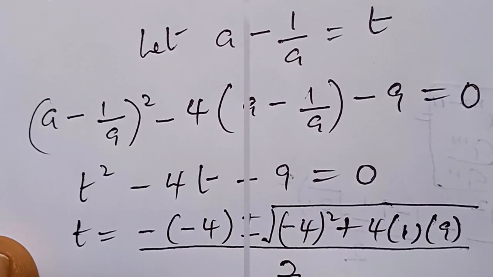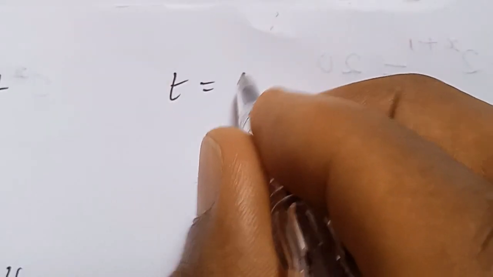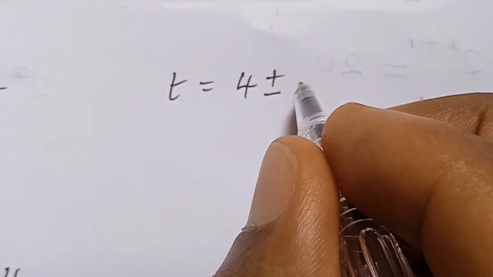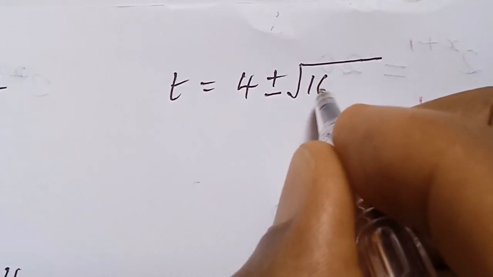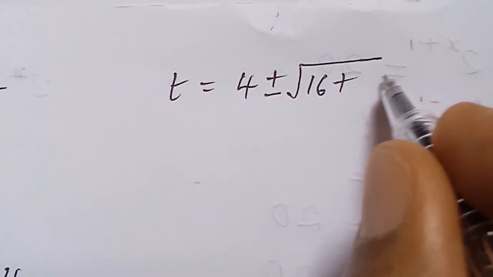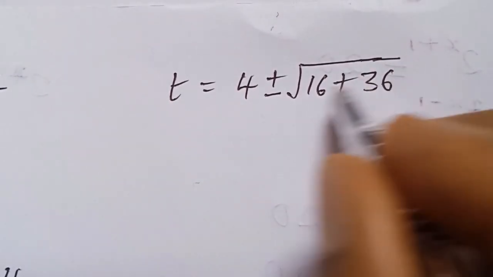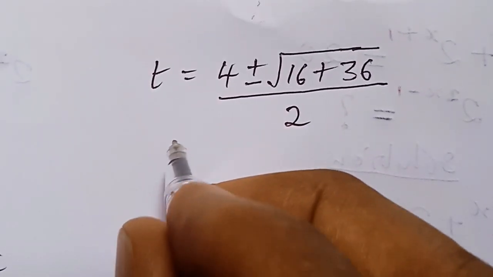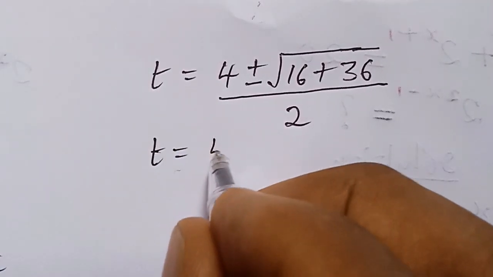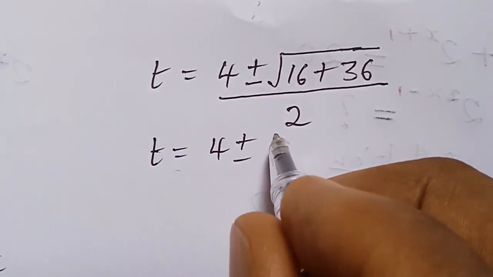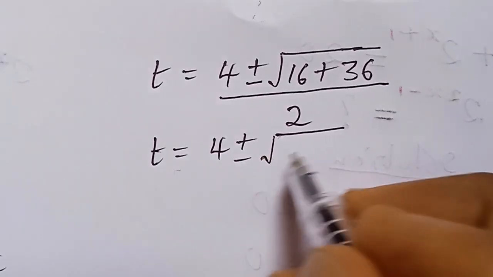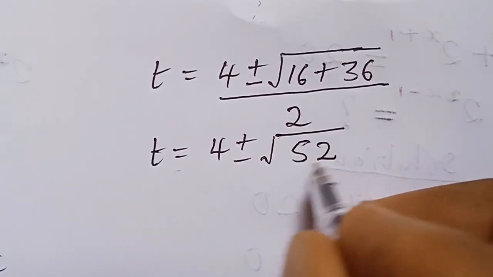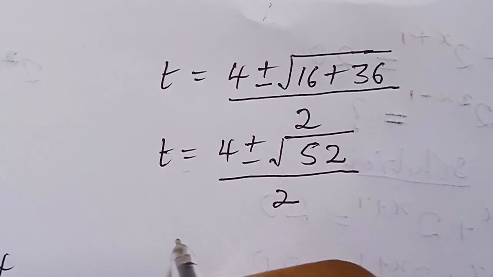Then our next step becomes t will now be equal to 4 plus or minus the square root of 16 plus 36, everything over 2. Now this gives us t equal to 4 plus or minus, by adding this we have the square root of 52, all over 2.